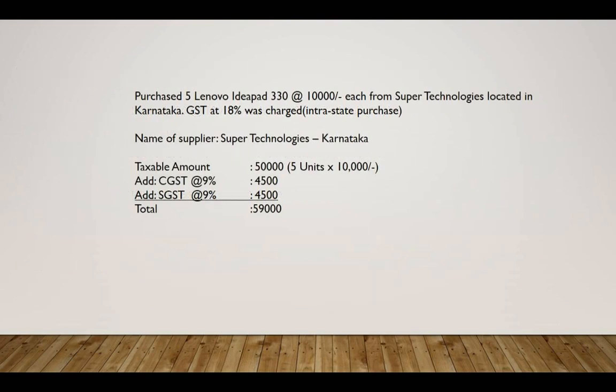So we purchased 5 laptops from a dealer which is located in Karnataka. So since both of the businesses are residing in the same state, intrastate GST would be applicable. So how to record this transaction? So open Tally.